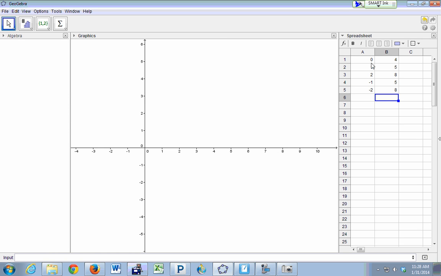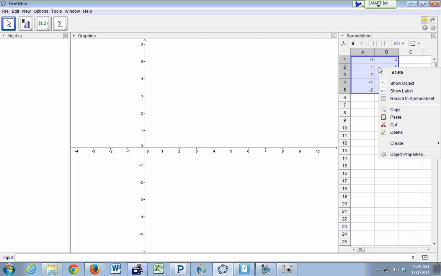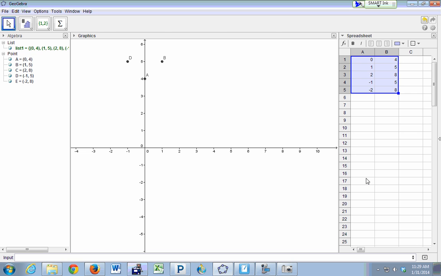Let's suppose I want to know what that looks like. This is the really cool thing you can do. You can click on that box, hold your left clicker down, highlight it, then right click right in the middle of this, go down to create and see where it says list of points. Boom, there are your points. So that's the beginning of a parabola that I was graphing.